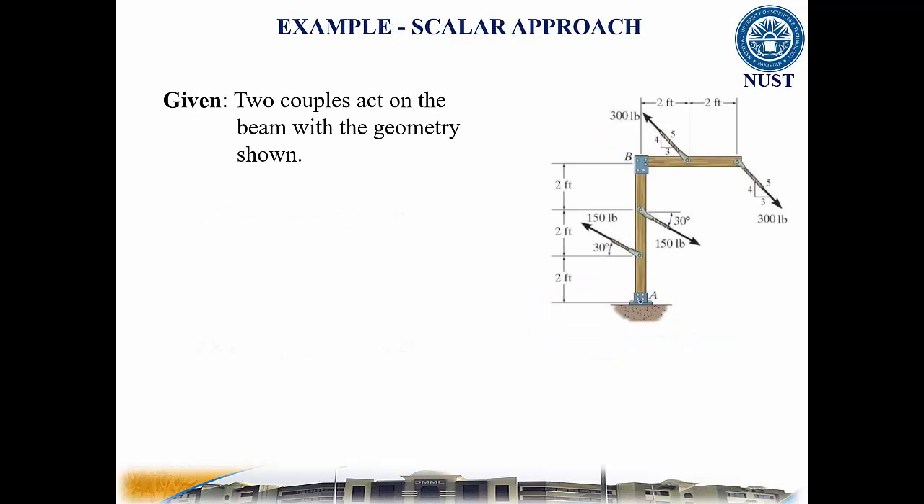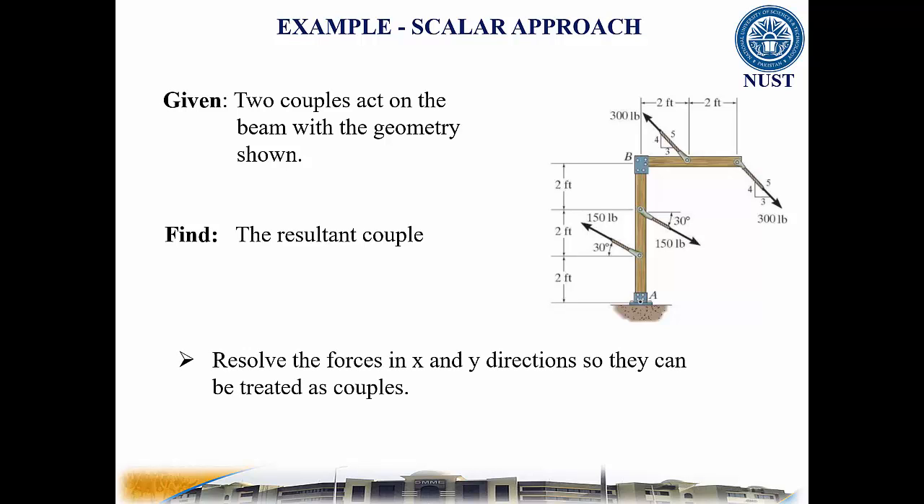So, considering this example and using the scalar approach, here two couples act on the beam with the geometry shown. We need to find the resultant couple. According to our plan, first resolve the forces in x and y directions so they can be treated as couples. Add the two couples to find the resultant couple.